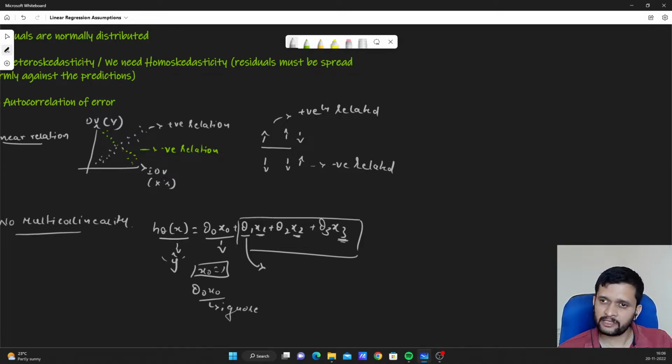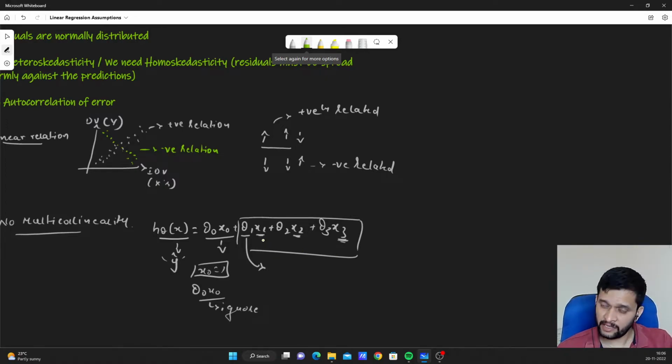But what happens if there is multicollinearity? So, we will understand that. As you are all aware, theta 1 is associated with x1, theta 2 with x2, theta 3 with x3. So, what does this theta 1 represent? Theta 1 represents by how many units y changes if we change the value of x1. So, this theta 1 is purely associated with only x1. It doesn't take into consideration the values of x2 and x3. So, this is the important assumption.